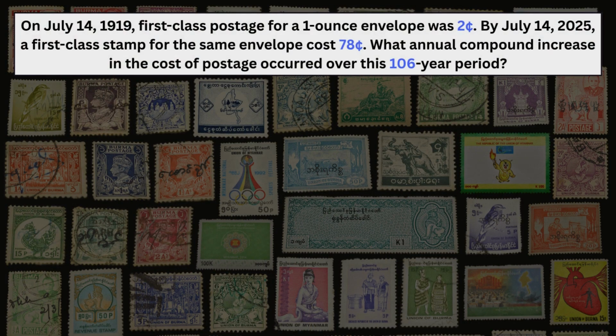On July 14, 1919, first-class postage for a 1-ounce envelope was 2 cents. By July 14, 2025, a first-class stamp for the same envelope cost 78 cents.